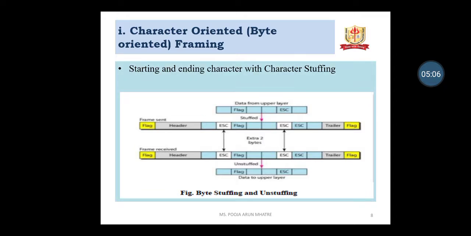The ESC code is added. The first row is showing the data from the upper layer, which is the original data. Then the header and trailer are added, and the flag bits are also added when the sender transmits the data. At the receiver side, the frame is received with the ASCII code, ESC code, escape code, then with header and flag. Then the receiver unstuffs the data, that is, the header, trailer and flag bits are removed, and the receiver gets the original data. That is stuffing and unstuffing.